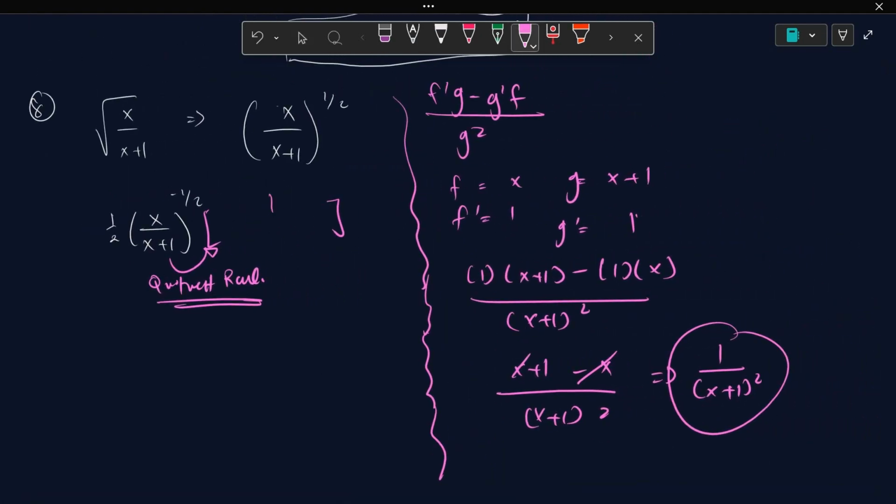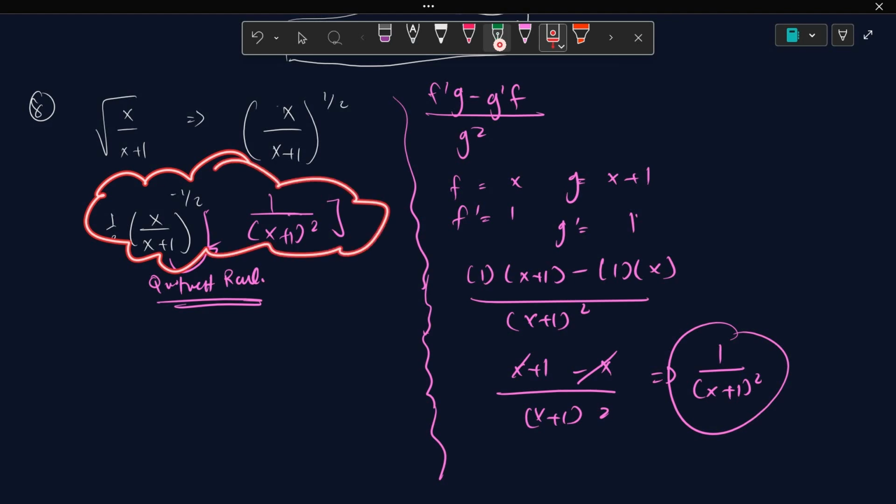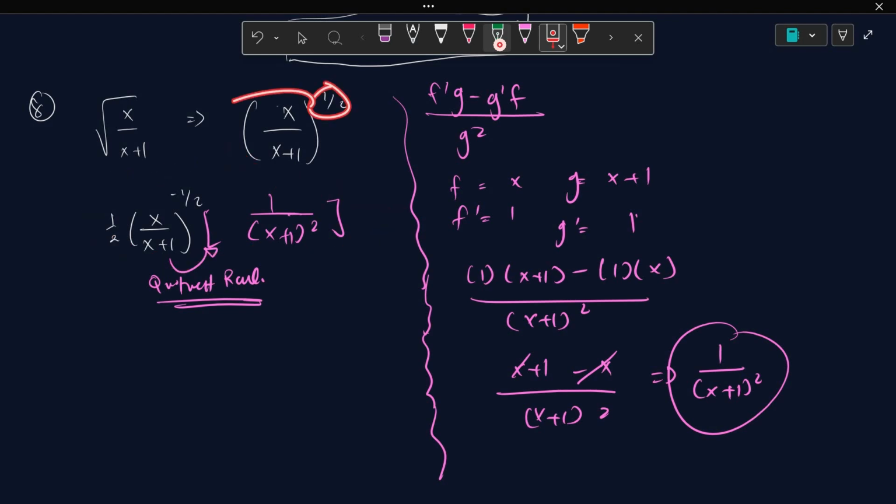So now you simply have to multiply by this one over x plus 1 squared, and this basically completes your final answer, because you just take the chain rule. Okay, so bring this down, the half, and write this as it is, and now multiply by the derivative of this expression, and this expression is basically coming from the derivative as it is.